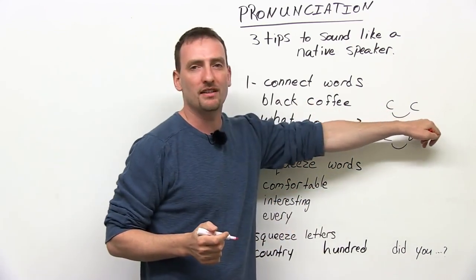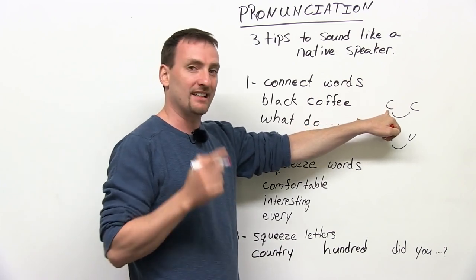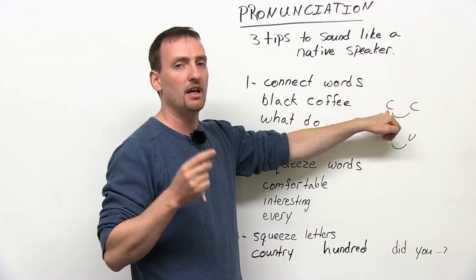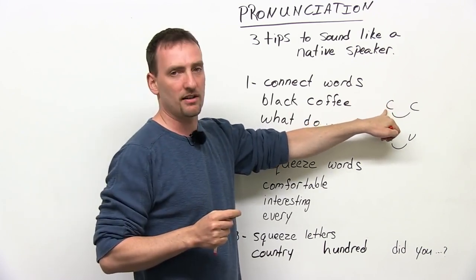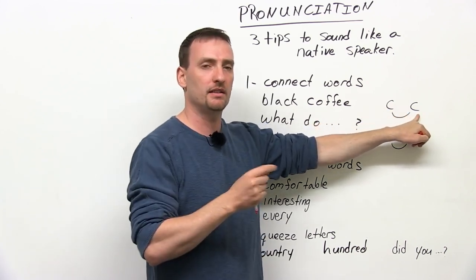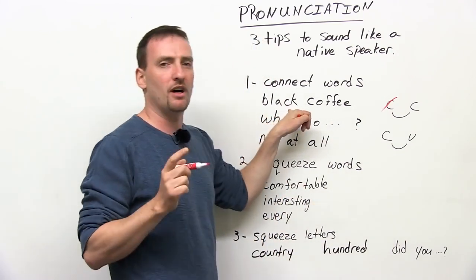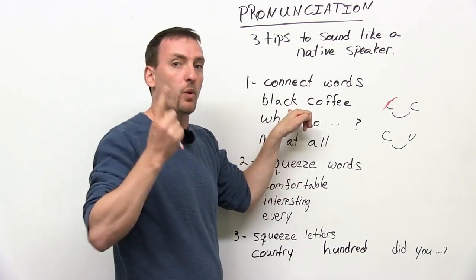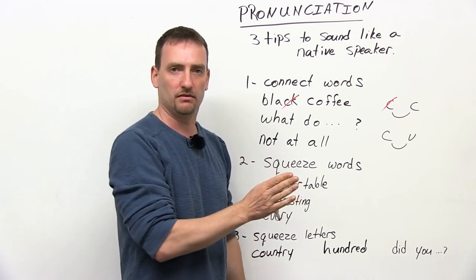You can connect consonants to consonants. What this means, when a word ends in a consonant, B, C, D, F, G, etc. A vowel is A, E, I, O, U. When a word ends in a consonant and the next word begins with the same consonant, drop the first one. So for example, we do not say black coffee. We don't say k. There's only one K. Black coffee. Okay?